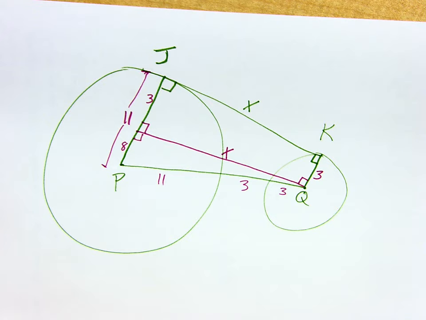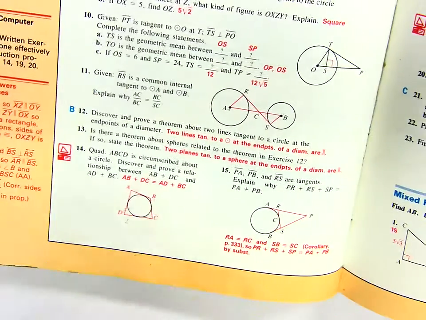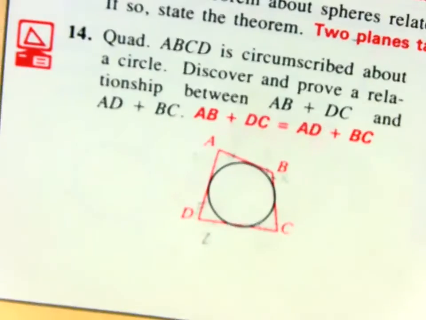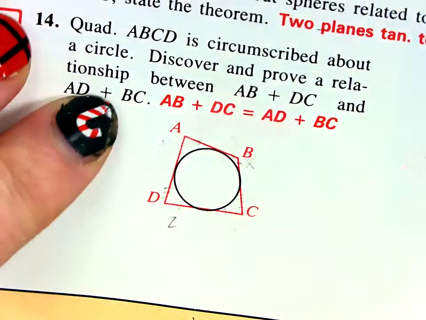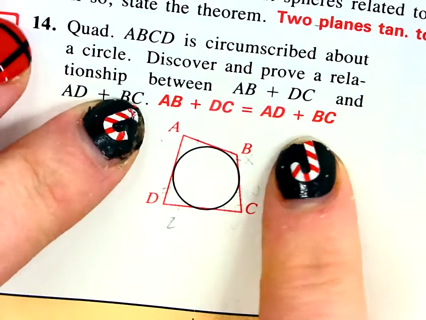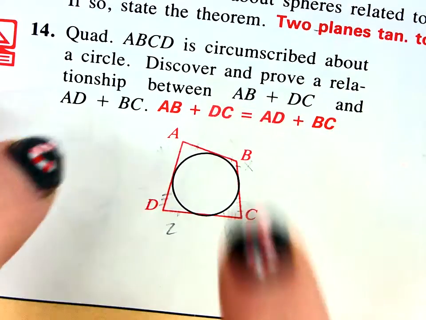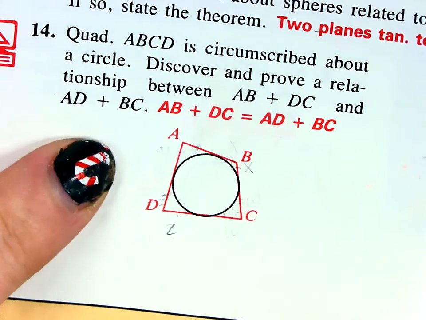14. I have about 30 seconds. Yes, I can, because that one's super fast. So, 14, you end up finding out that AB plus DC equals AD plus BC. So they asked you to find out what's true about that and that. It's that they're equal. Here's why.